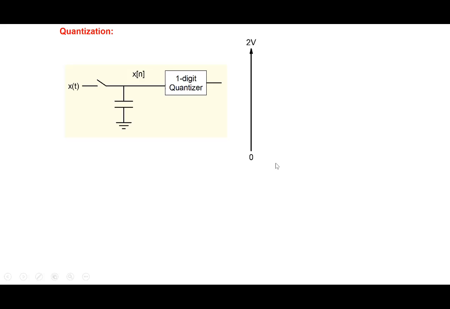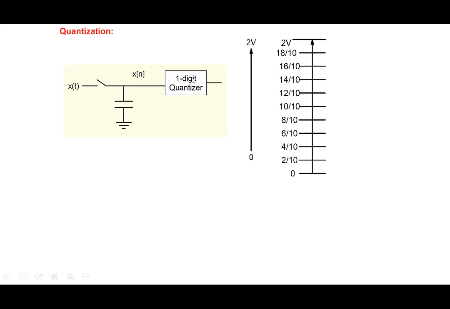All right, so basically what a quantizer does is, the values that we have sampled lie anywhere between 0 and 2 volts. A 1-digit quantizer basically means you would like to classify this x[n] into either a 0 or a 1 or a 2 up to 9, right? That's what 1-digit quantizer means. So we can divide our 0 to 2 volt scale up into 10 intervals, first interval, second, and up to the 10th interval.